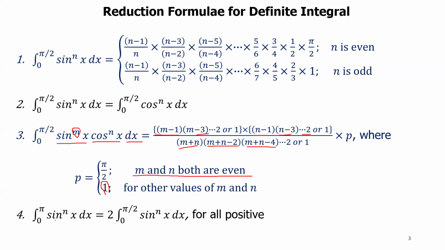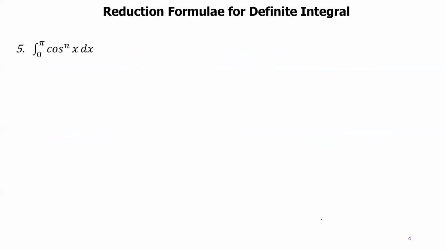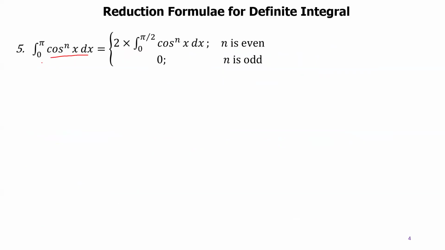Integration of sine to the power n x dx under the limit 0 to pi is equal to 2 times the integral from 0 to pi by 2 of sine to the power n x dx for all positive integers n. Similarly, integration of cos to the power n x dx under the limit 0 to pi is 2 times the integration of cos to the power n x dx under the limit 0 to pi by 2 if n is even, and its value is 0 if n is odd.